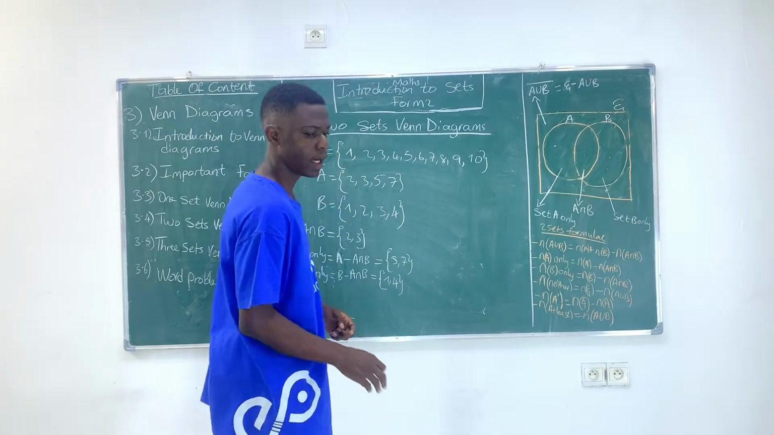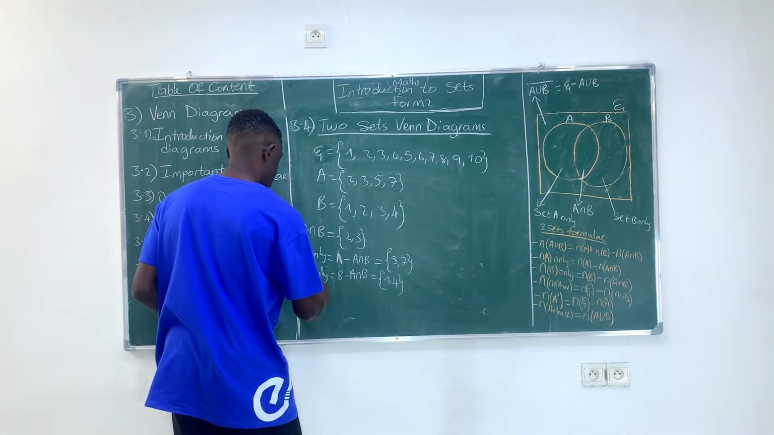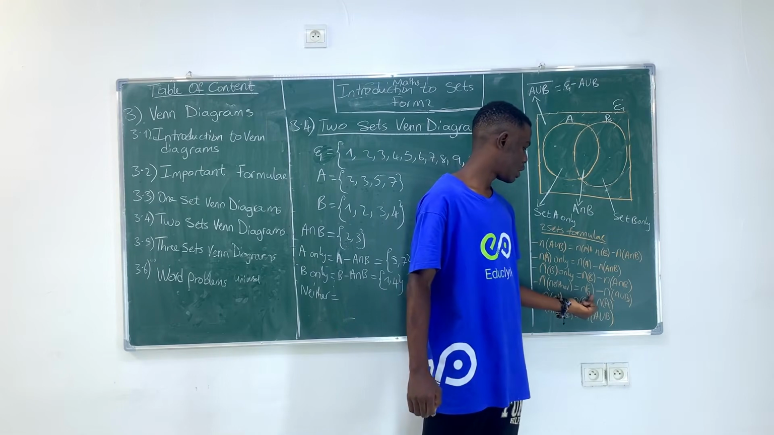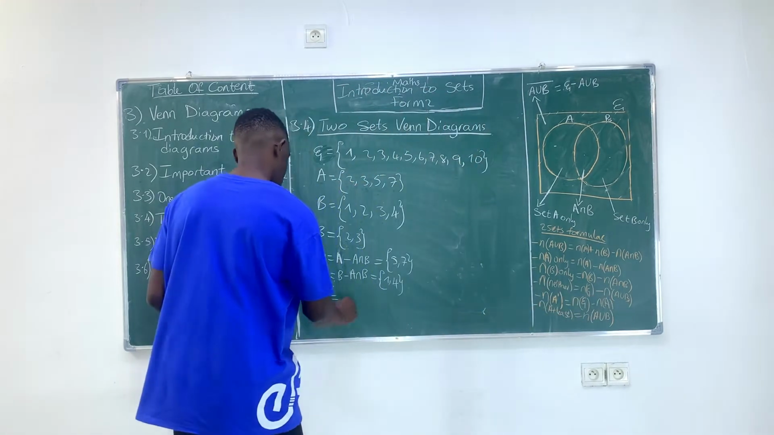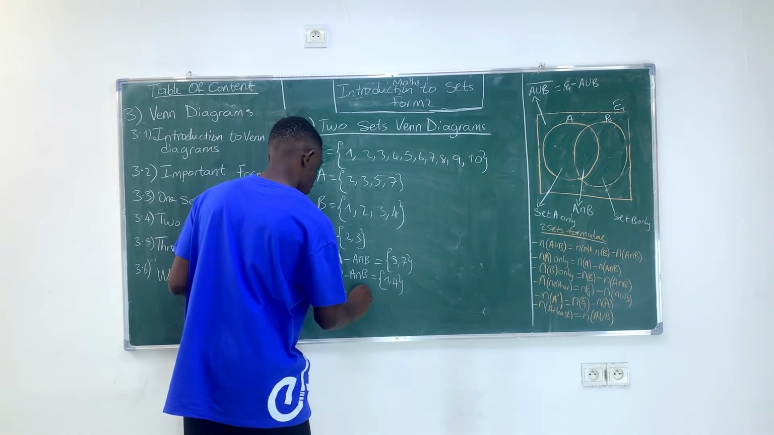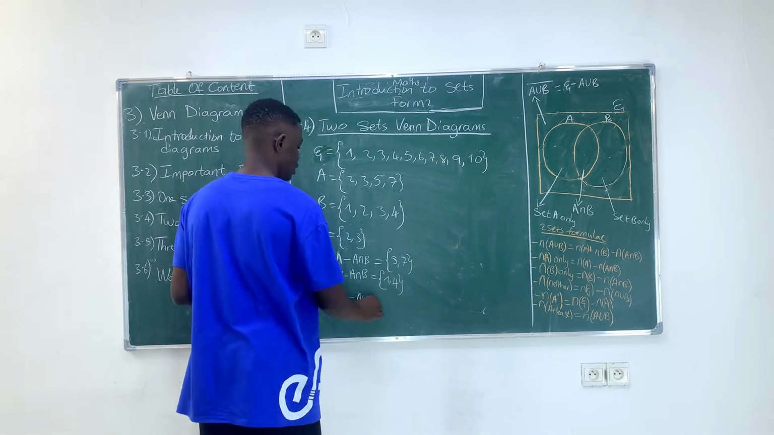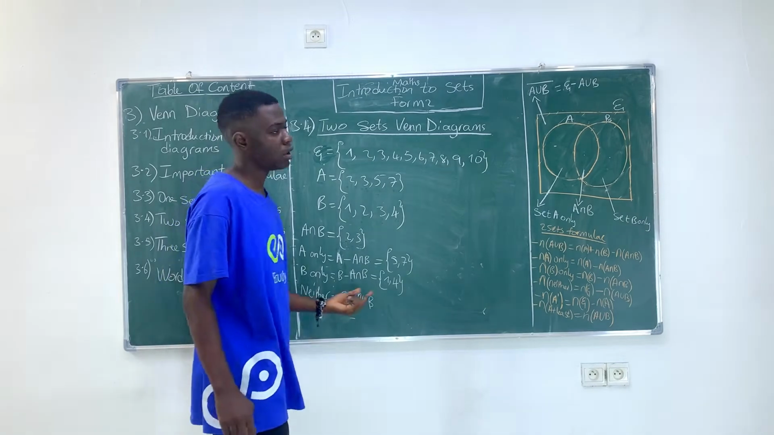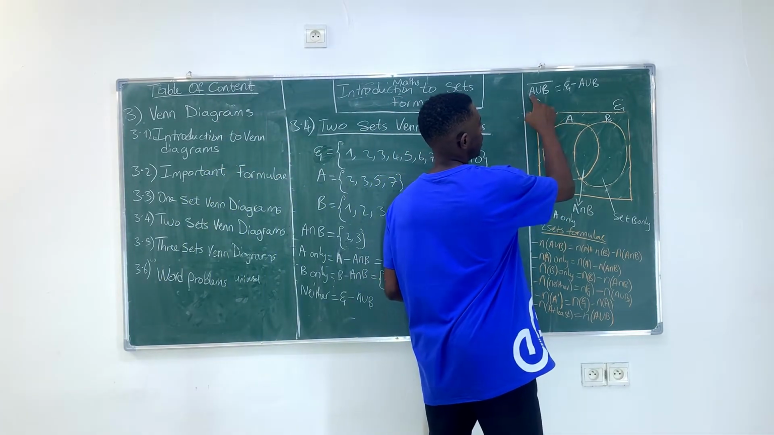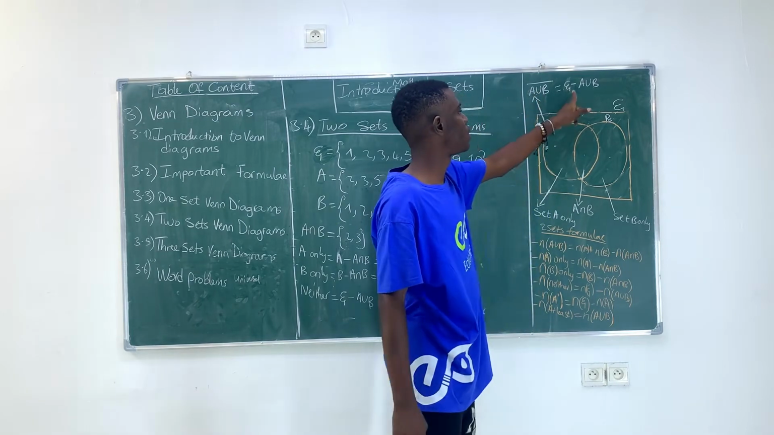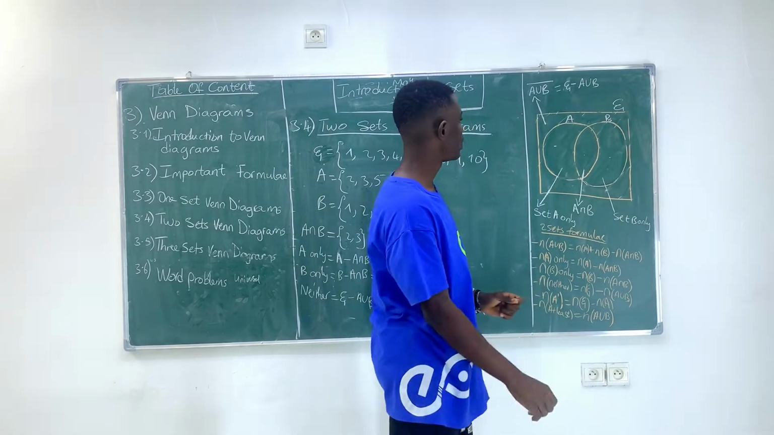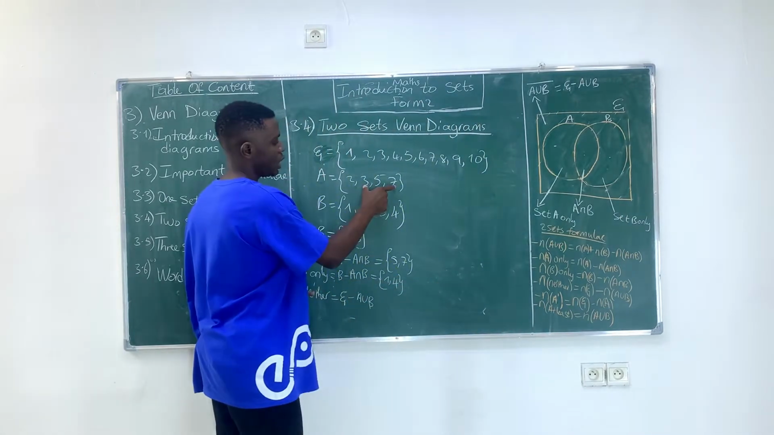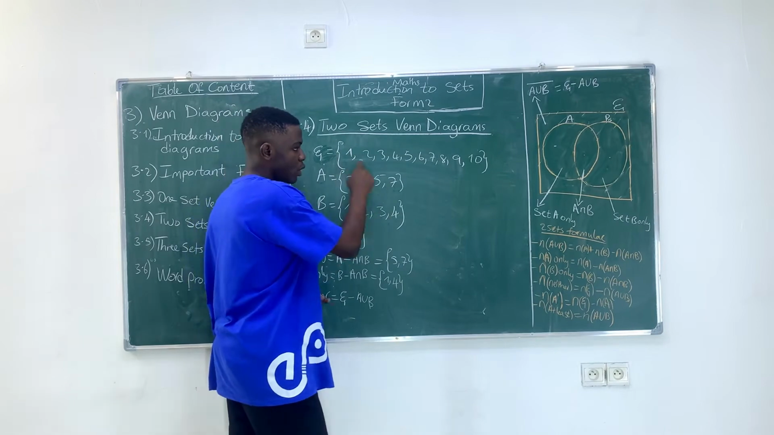What do we call it? Let's just call it neither. Neither is equal to zeta minus (A union B). What does this neither mean? We are looking for this part, all of that which is not in A or B. So neither is zeta minus (A union B). We are looking for numbers which are not found in A nor in B, but which are found in zeta.